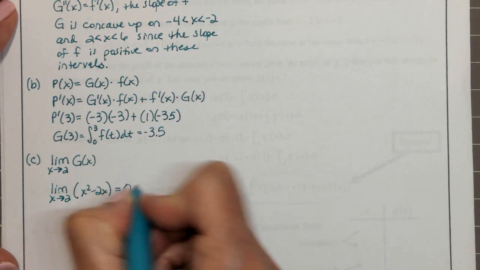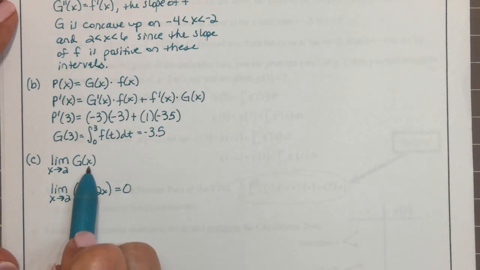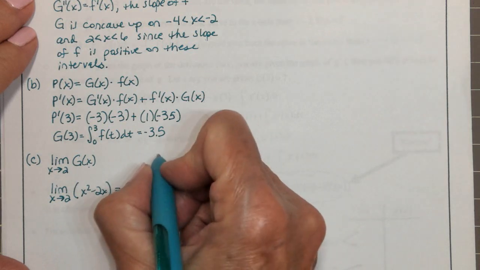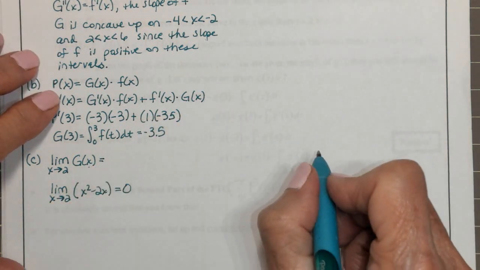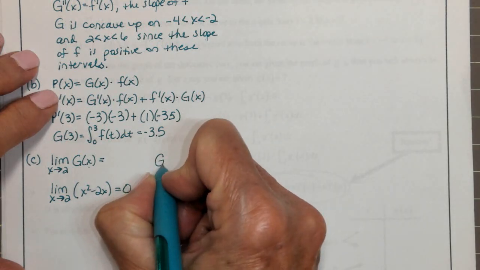I already know the limit of the bottom is 0. Now I need the limit of the top. What is the limit as x approaches 2 of g of x? Okay, I know that g is continuous because they told me so up here. So I know that I can find this. I'm guessing it's going to be 0, but I can't just say it's 0. I need to say what I'm doing to find that.